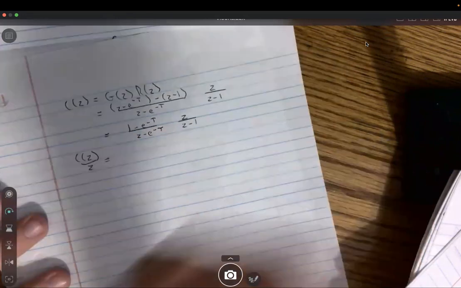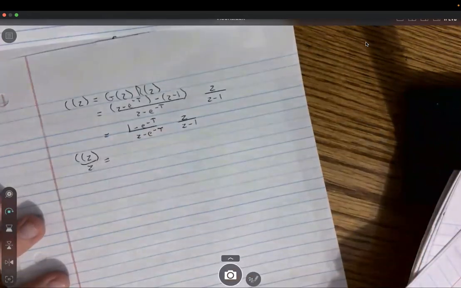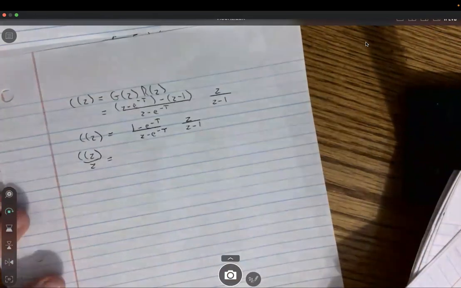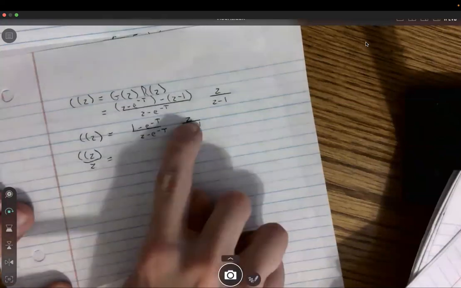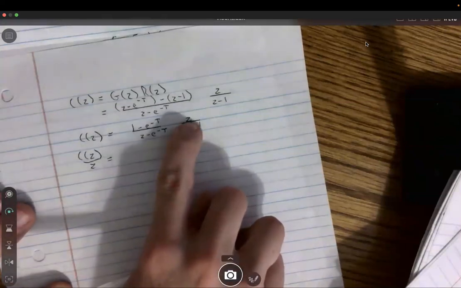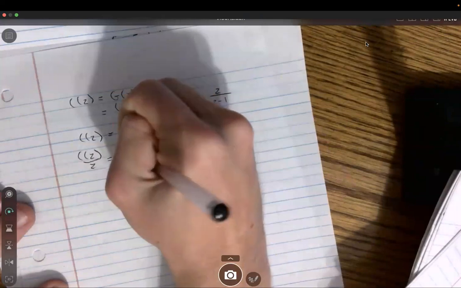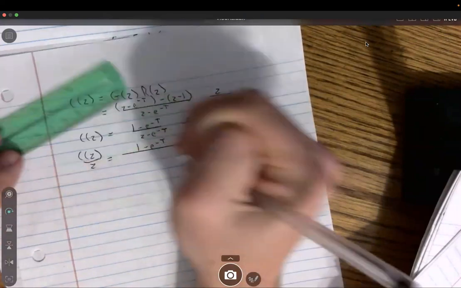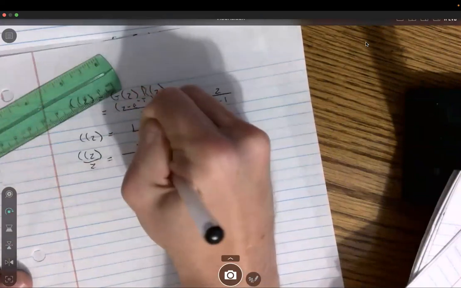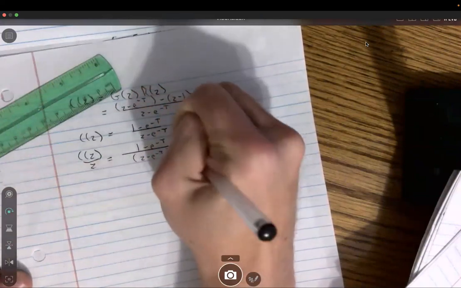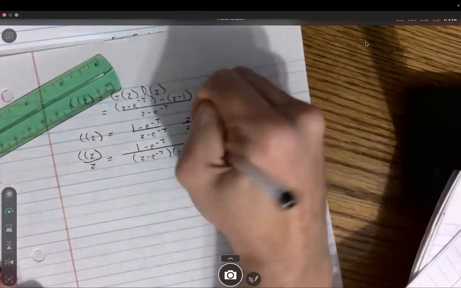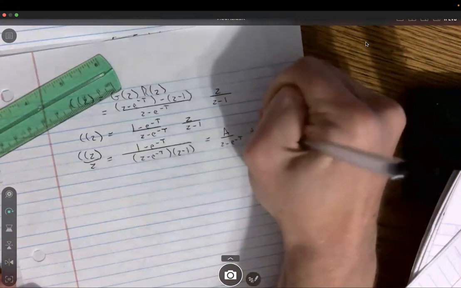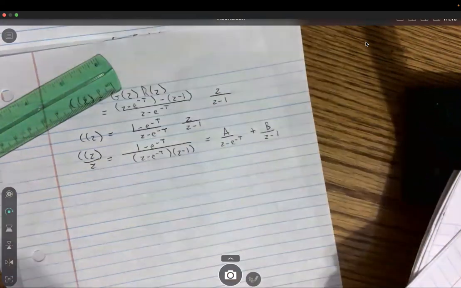And then what we're going to have is C of Z all over Z. If this is our C of Z right here, and we divide by Z, this term would cancel, right? We wouldn't have this Z. And so we're going to have 1 minus e to negative t, multiplied by z minus e negative t times z minus 1, okay? And then splitting that up into two, you're going to get A over z minus e negative t plus B all over z minus 1, okay?